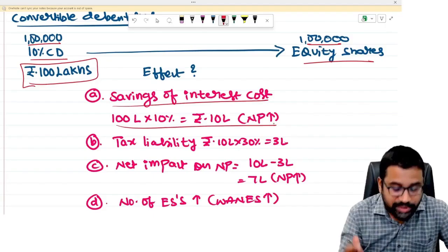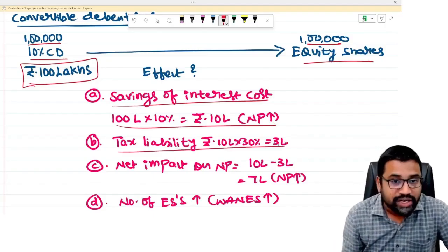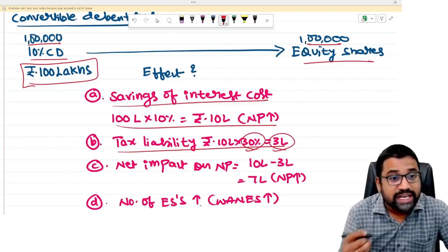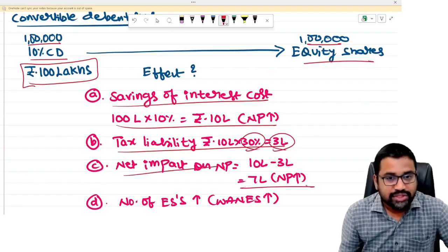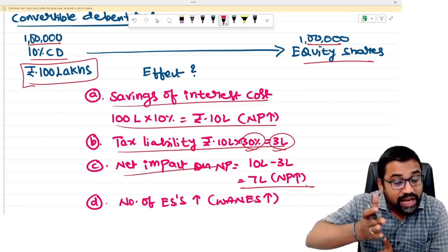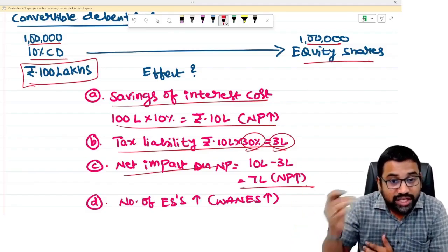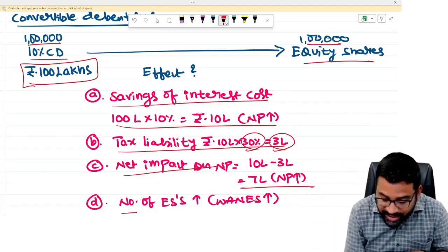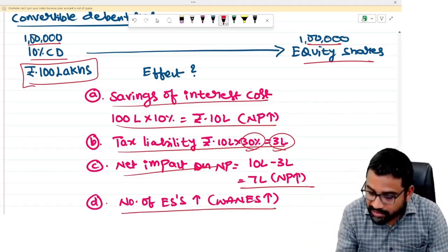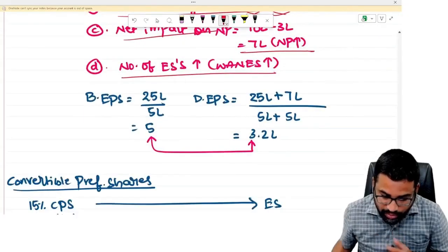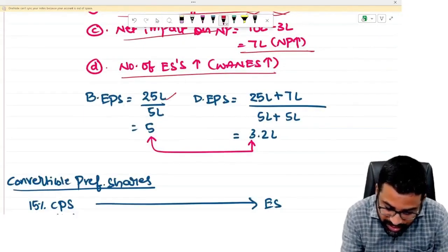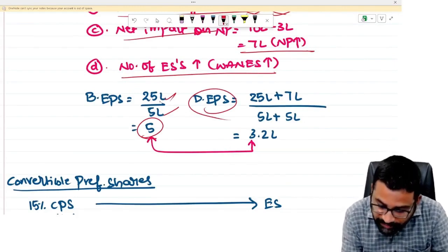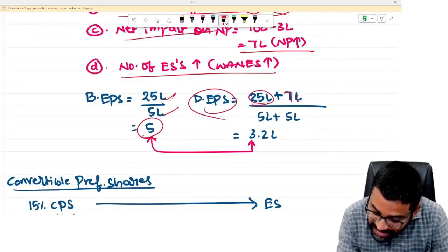Now the moment you save some interest, your tax liability will also increase, 3 lakhs, 30% on 10 lakhs. So therefore, what is the net impact on net profit? 7 lakhs. So because of conversion of convertible debentures into equity shares, your net profit attributable to equity shareholders increases by 7 lakhs and weighted average number of shares increases by 1 lakh equity shares. So if I consider basic EPS 25 by 5 lakhs, suppose 5. Suppose diluted EPS 25 lakhs plus 7 lakhs I have added.